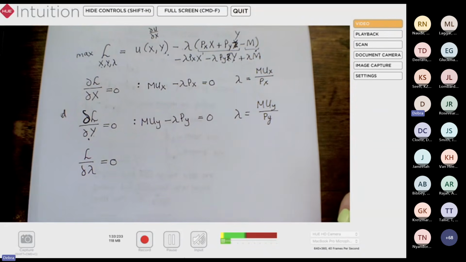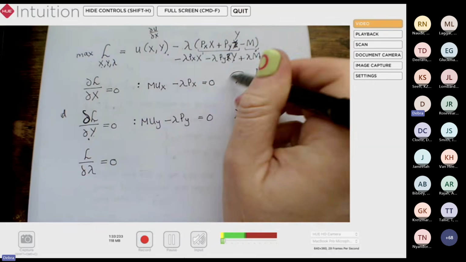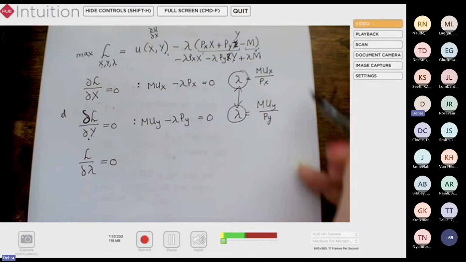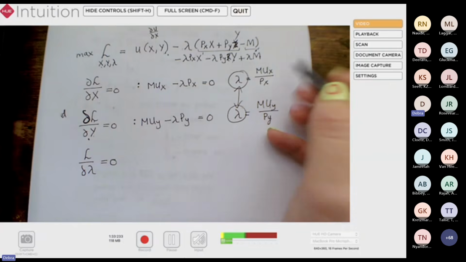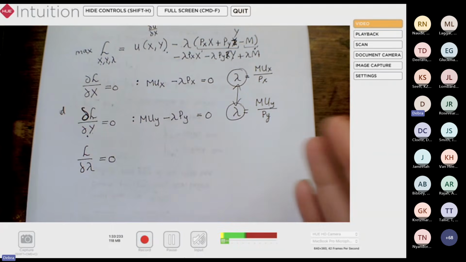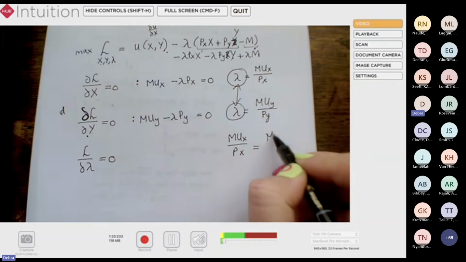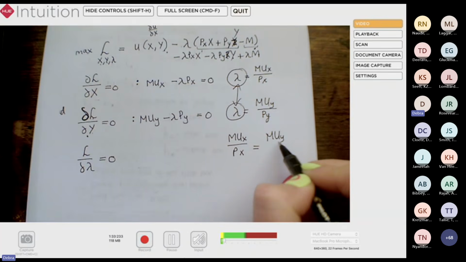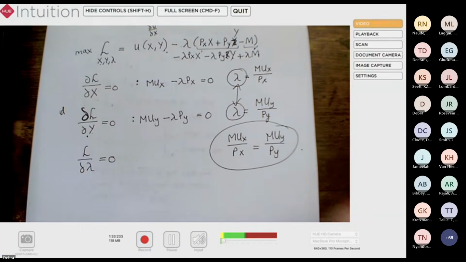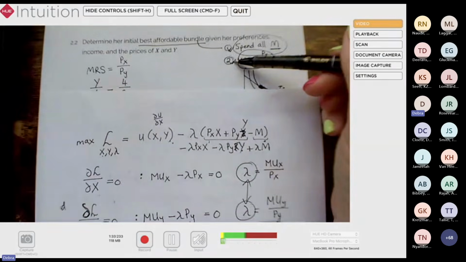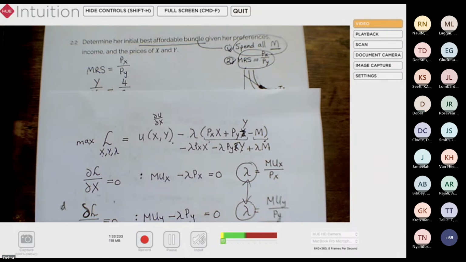Lambda and lambda are the same. In other words, one of the conditions for an optimal solution is that MUX over the price of X must be equal to the MUY over the price of Y. That's where this condition 2 comes from. It comes from the Lagrangian.